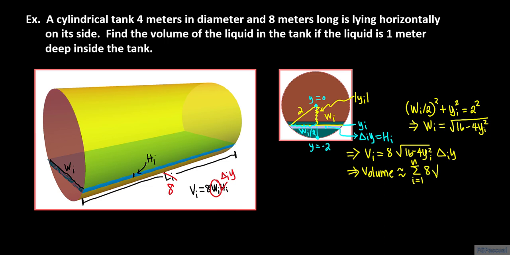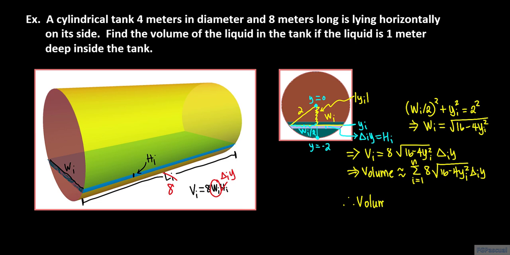of 8 times the square root of 16 minus 4 y sub i squared times delta sub i y. As the maximum thickness of all the sections tends to 0, this Riemann sum should tend towards a definite integral.